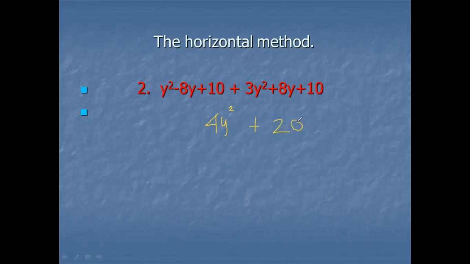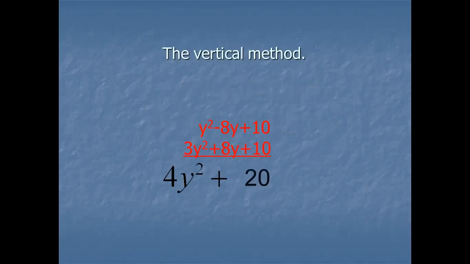That is the correct answer. Take note, y squared and 3y squared combined is 4y squared. Now here, negative 8y and positive 8y cancel out. That means they are equal to 0, so it is cancelled. And then we have 10 plus 10 is 20. So 4y squared plus 20 is the answer. With the vertical method, that's just easy. The vertical method is just the same, so we still get 4y squared plus 20.